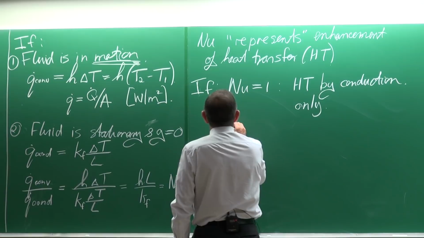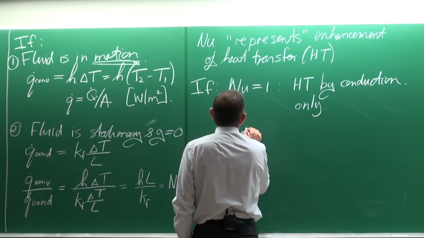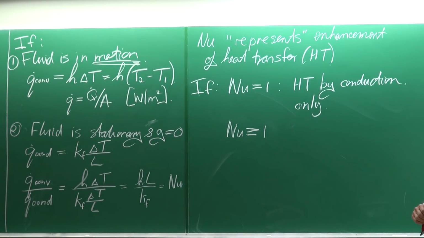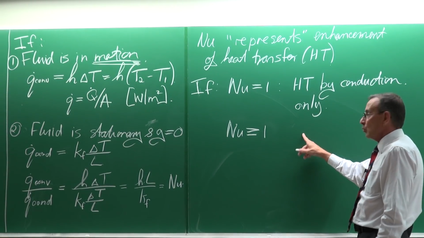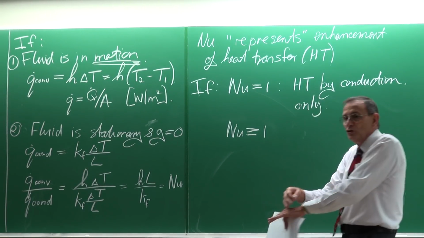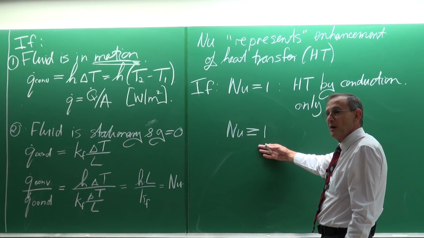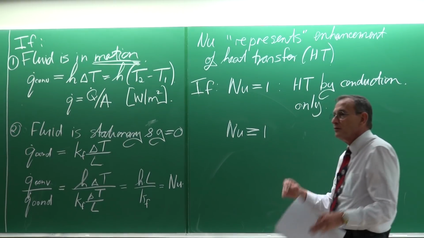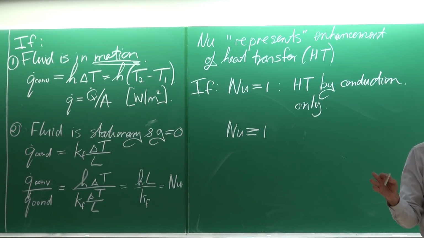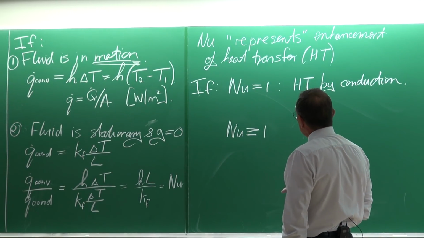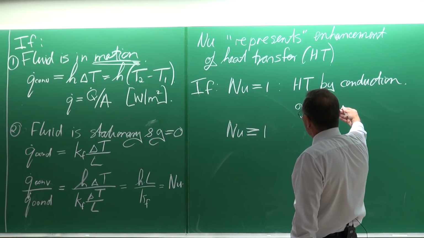It therefore means the Nusselt number must always be larger or equal to 1. Therefore, you must always remember that if you do a calculation for a Nusselt number, and you would get a Nusselt number of 0.5, then you must immediately know somewhere you've made a mistake. It cannot be. So the Nusselt number can be 1 if it's only conduction.